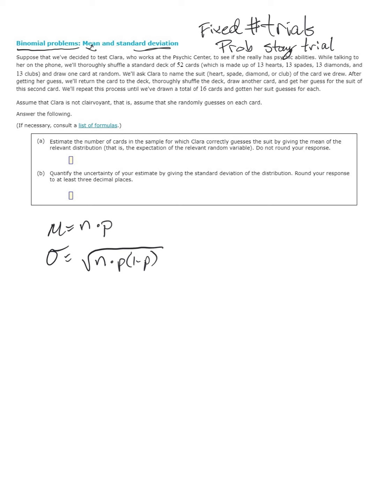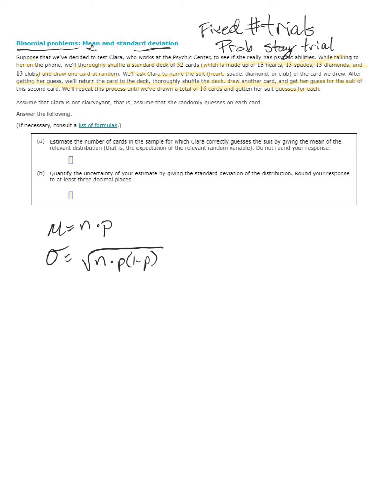So as we read through our problem here, suppose that we decided to test Clara, who works at the psychic center, to see if she really has psychic abilities. While talking to her on the phone, we thoroughly shuffle a standard deck of 52 cards, regular cards, and draw one at random. We ask Clara to name the suit. After getting her guess, we'll return the card to the deck, thoroughly shuffle the deck, and then pick another card. We repeat this process until we've drawn 16 cards.